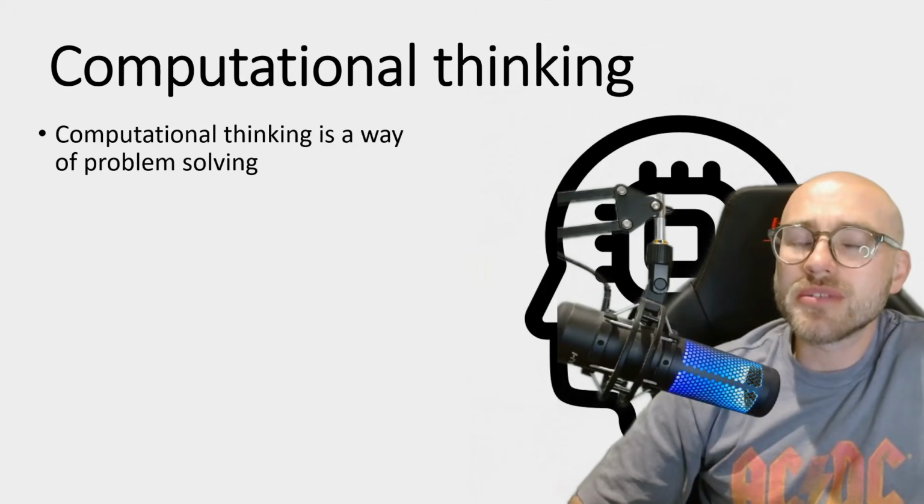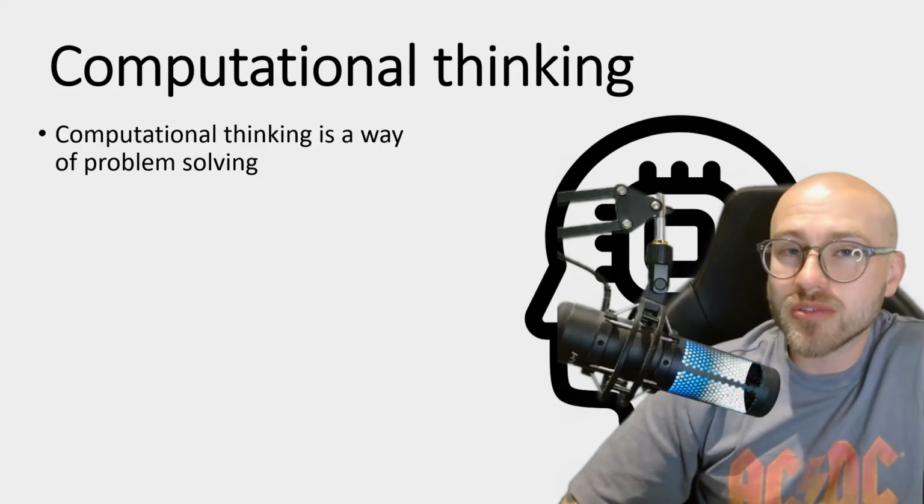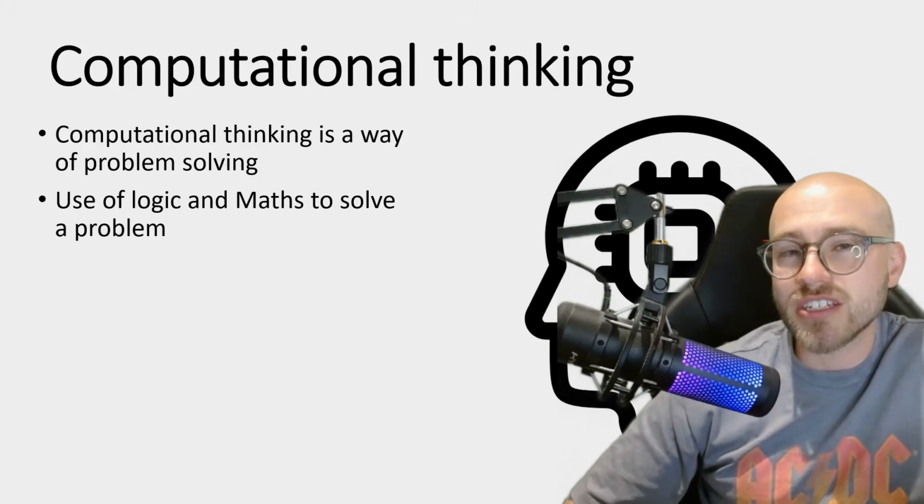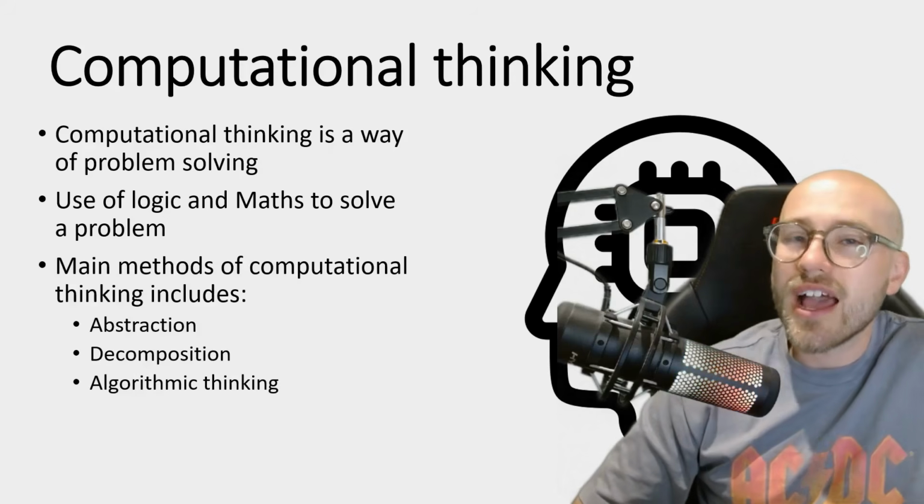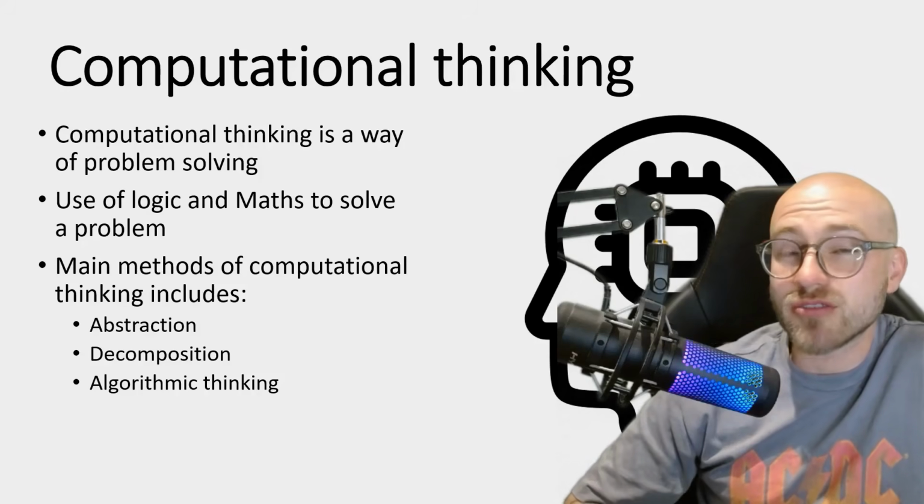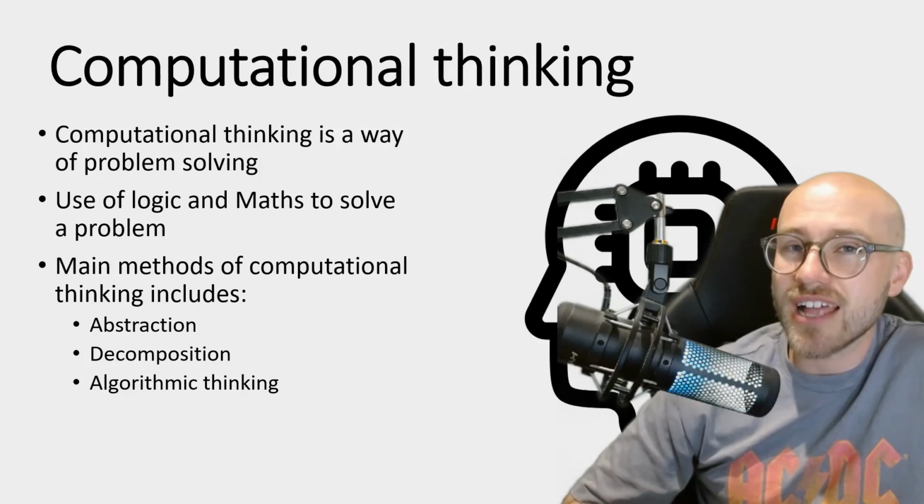Today's video is about computational thinking. So computational thinking is a way of problem solving. To be successful with computational thinking, it's going to use a combination of logic and maths. And there's three methods of computational thinking that we're going to have a look at today, which is abstraction, decomposition, and algorithmic thinking.